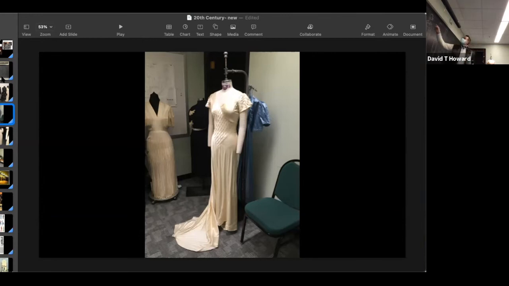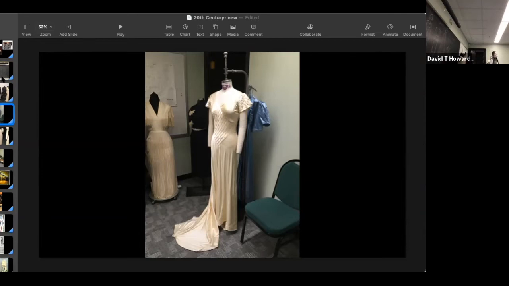So the 30s, again, are much more S form. And we notice the waist tending to be at the back at the natural waist, an emphasis on the breasts and the hips being rounded, the waist being smaller. And we see the skirt length get longer, down to mid-calf.